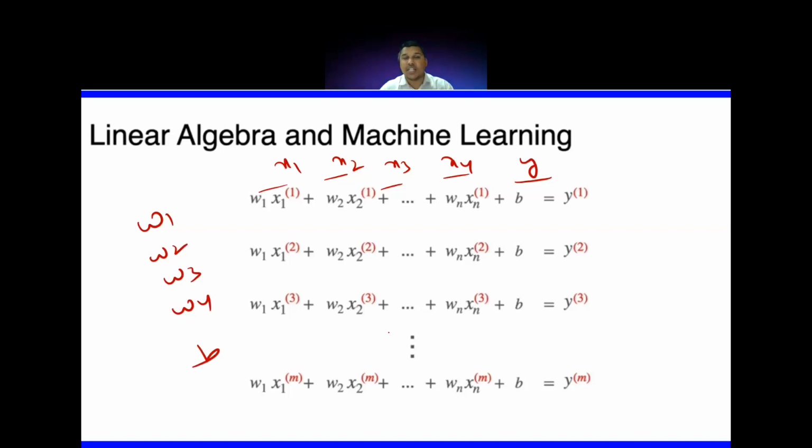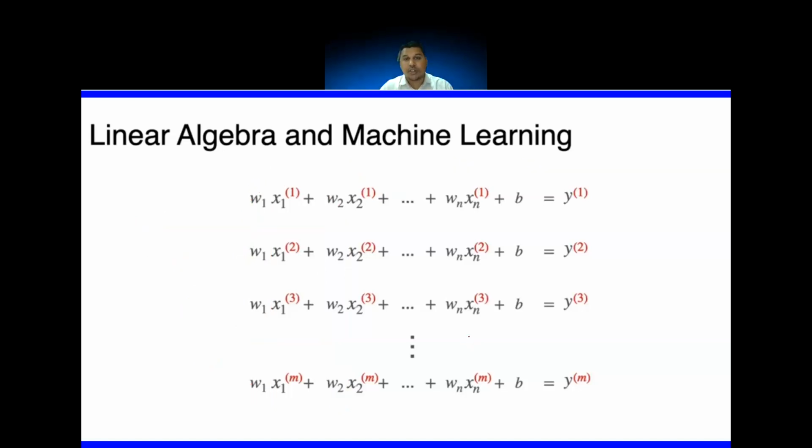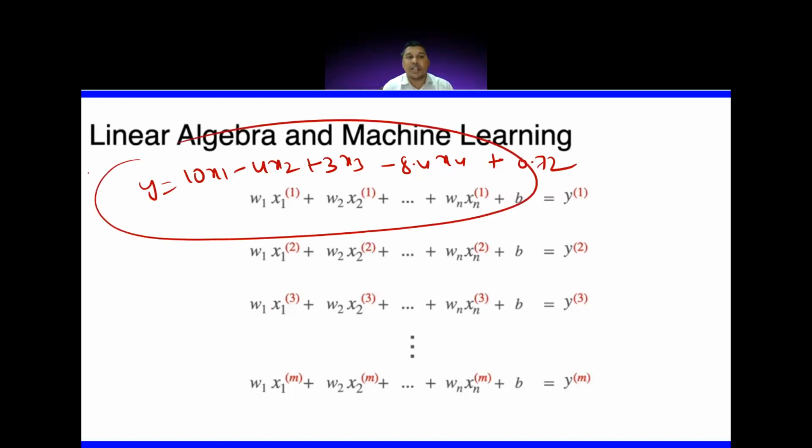If I can find out these 5 values, you see W1 is common here. W1 is same in everything. So I have to find out only one W1, one W2, 3, 4, and B. If I find out the values of W1 to W4 and B, I can write one generic equation using W1 x1 plus W2 x2 and so on. Maybe in numerical form, something like 10x1 minus 4x2 plus 3x3 minus 8.4x4 plus 0.72. This is my machine learning model.